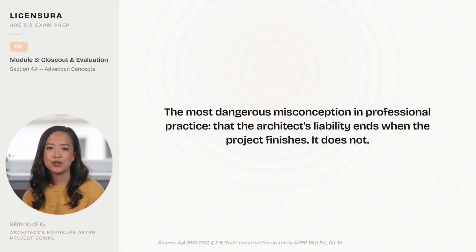The architect who cancels professional liability insurance after the project finishes is the architect who discovers, 3 years later, that they have no defense when the claim arrives.